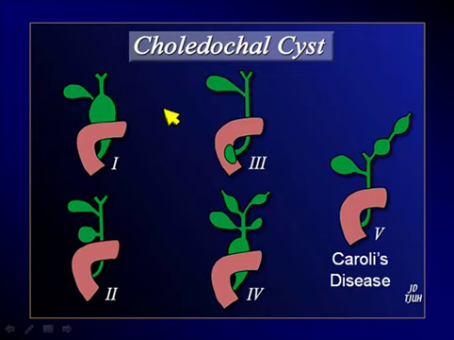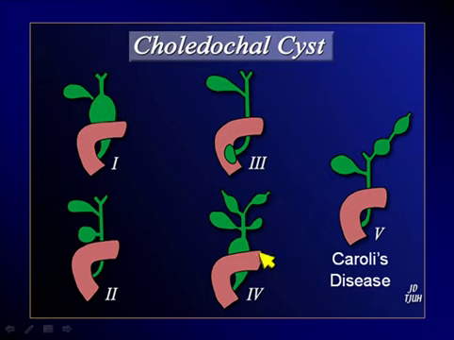This is a reminder for you of the choledochal cyst. The type 1 has a dilatation of the bile duct. The type 2 has a little diverticulum, a little cyst, off the bile duct. Type 3 has a little choledococele protruding into the duodenum.